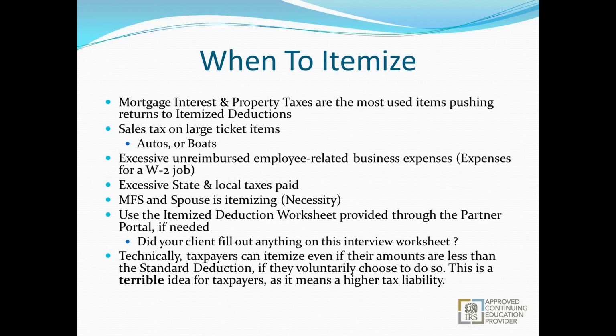So you can have enough up front, stick it on the Schedule A, and it still doesn't matter. That's definitely something to keep in mind. Most common one that is going to help most people, mortgage interest and property taxes. Those are the things that typically push people to itemize deductions, because usually you've got a 30-year fixed mortgage.